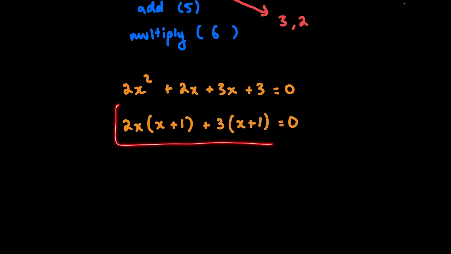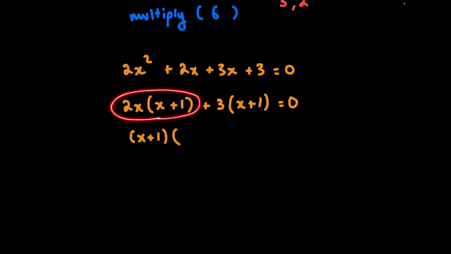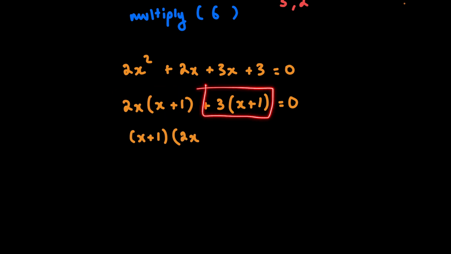Now looking at this, what can we factorize between these two here? Well, I can see clearly we can factorize an x plus 1. X plus 1 is what's common. And what do we have left over? From here, we simply have the 2x left over, so I'm going to write 2x. And from this term here, I have the 3 left over, so I'm going to write plus 3.